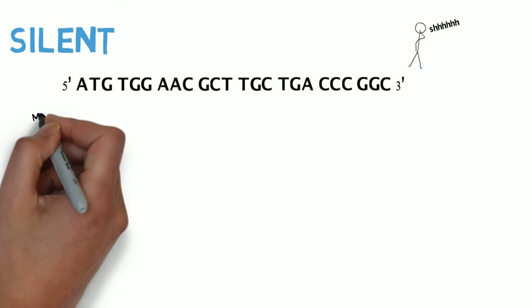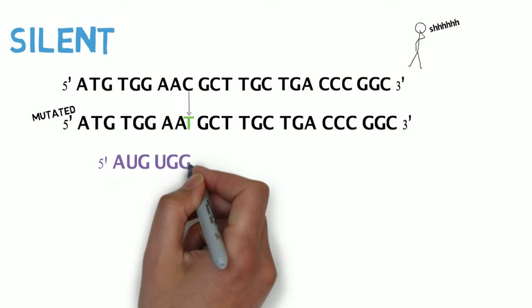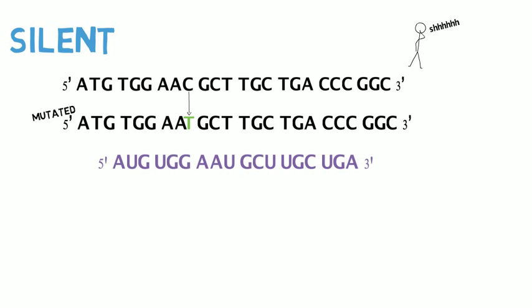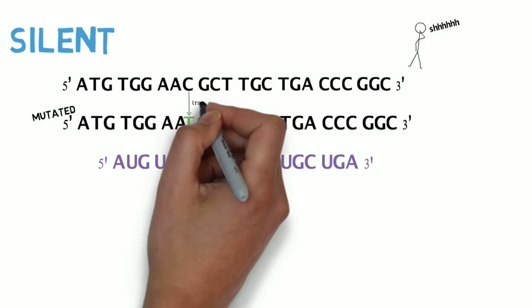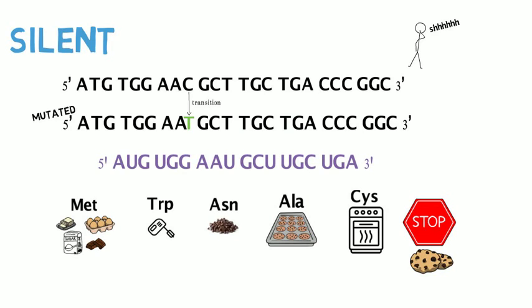Our third type of point mutation is known as a silent mutation. A silent mutation is when the DNA sequence is altered, but the amino acid coded for is the same, resulting in the same protein. In this silent mutation, a transition occurred. This mutation will still result in chocolate chips being added to the cookies, thus getting chocolate chip cookies.